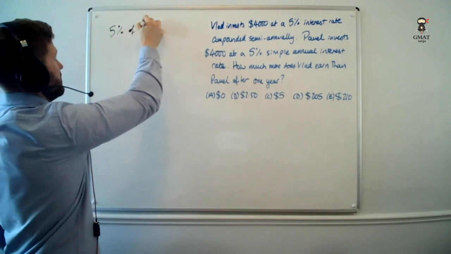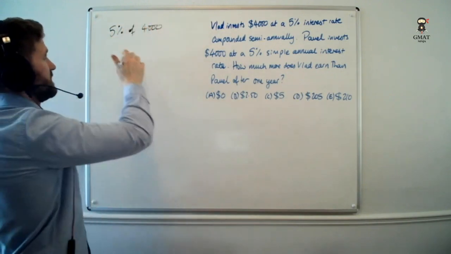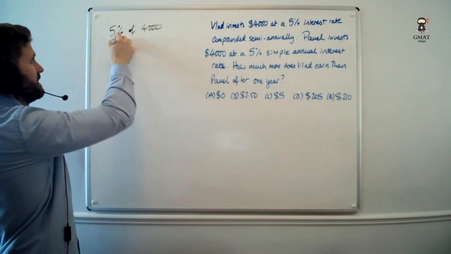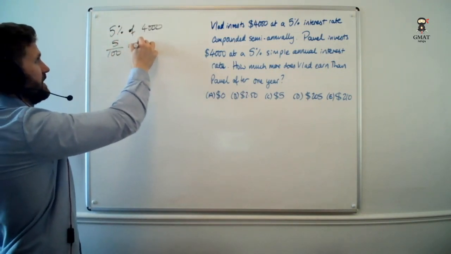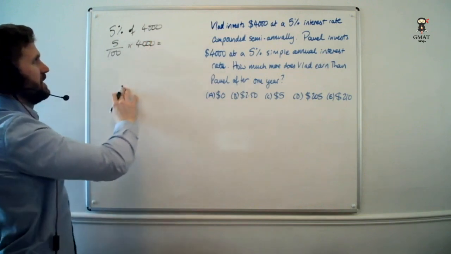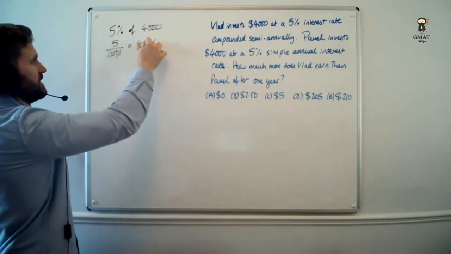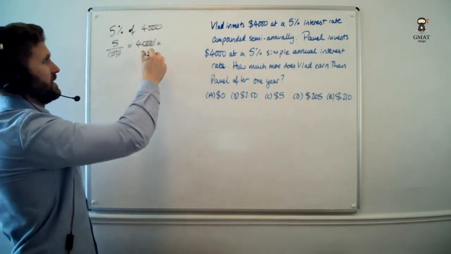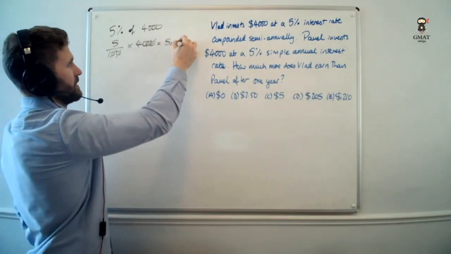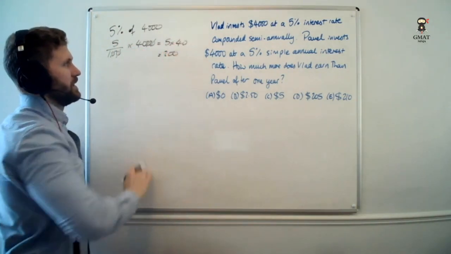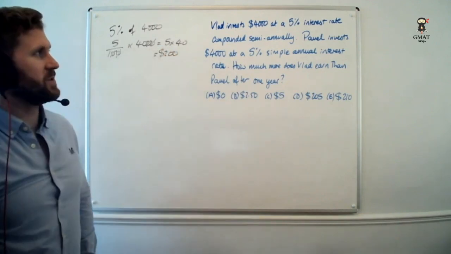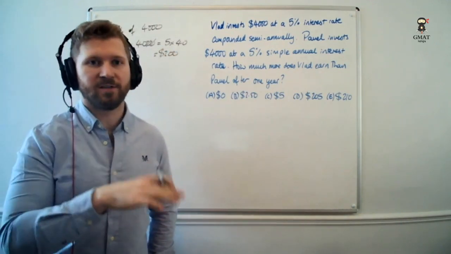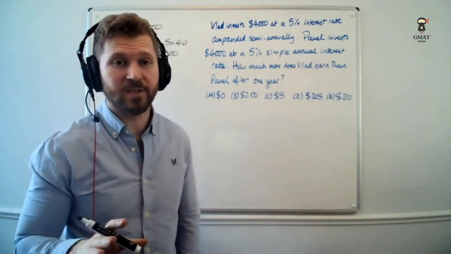So 5% of 4,000, as we've done all along, we can convert that into algebra. So 5%, 5 over 100, of means multiply, of 4,000. Well, I can just begin cancelling that down, and the 5 times the 40 that we're left with will mean that it'll be 200. So the amount of interest Pavel will earn will be $200 every year, and that will be the same every year.